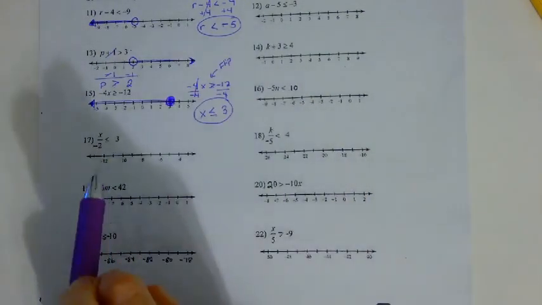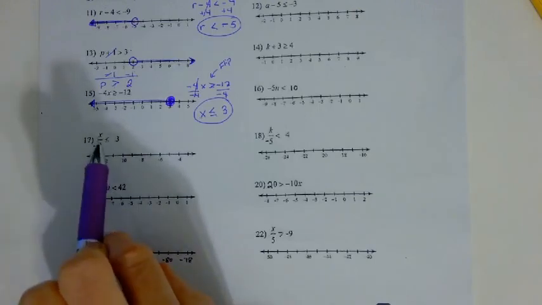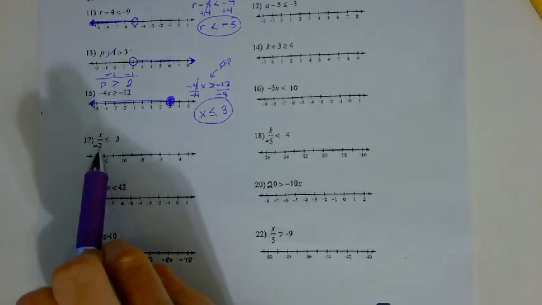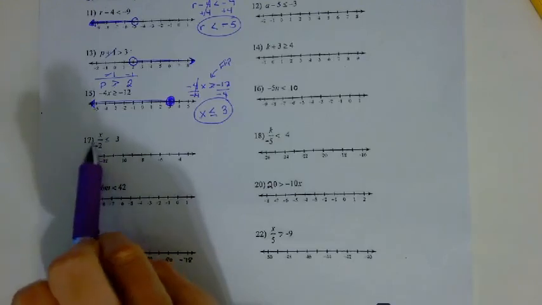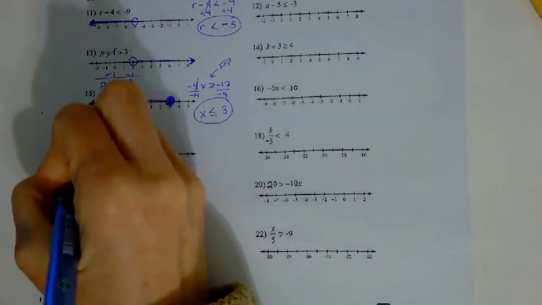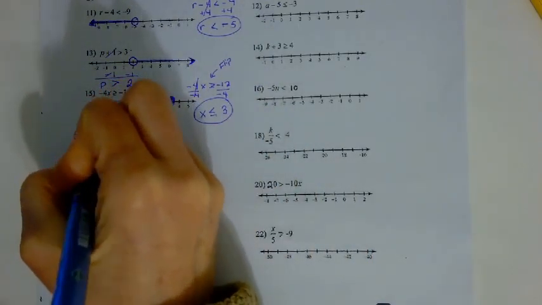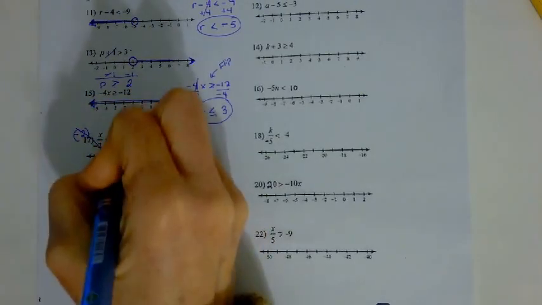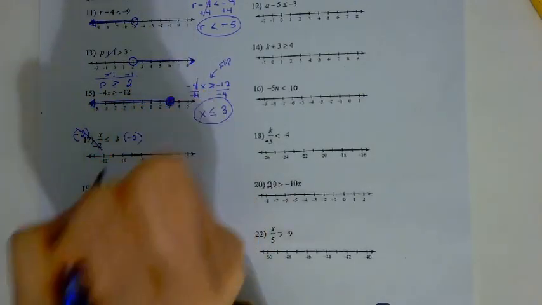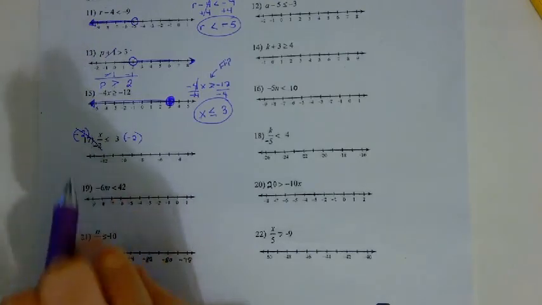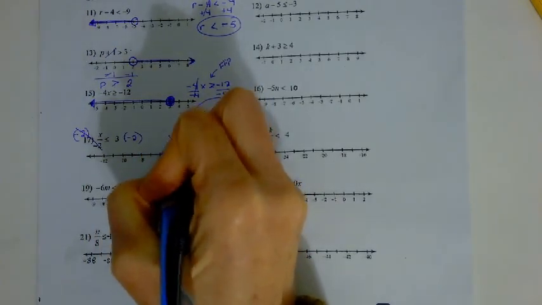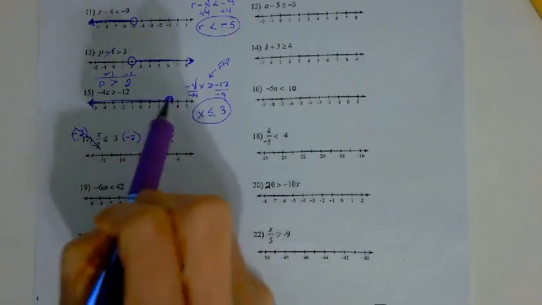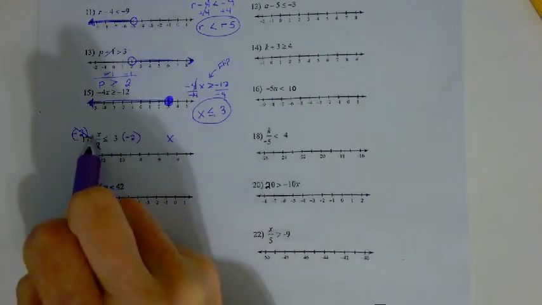Now number 17, we have x divided by negative 2. So we're going to need to multiply by a negative 2 to get rid of it. So I'm going to multiply by negative 2 to get rid of that negative 2. And multiply this side by a negative 2. Okay, so that's going to get x by itself. But we multiplied by a negative. So whenever you divide or multiply by a negative, you have to flip the sign.